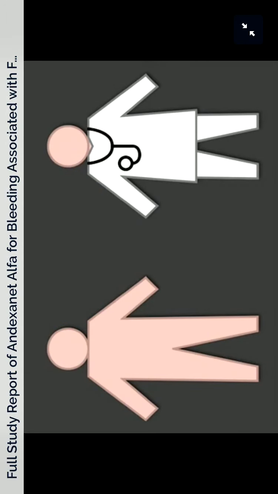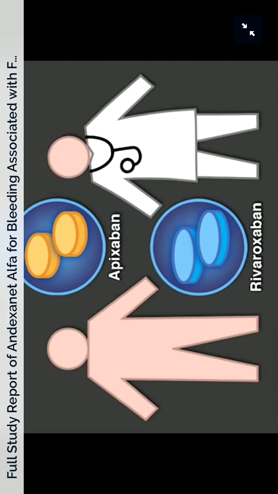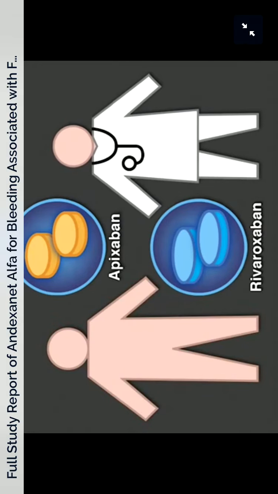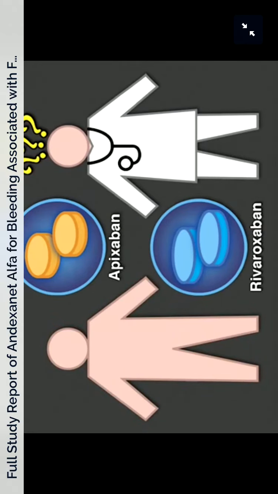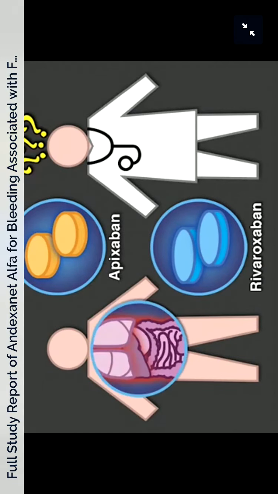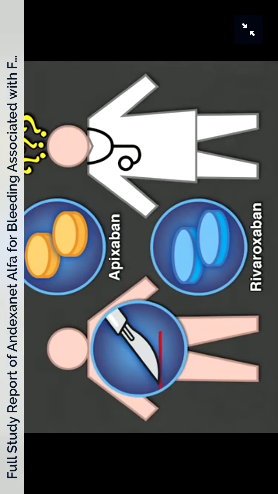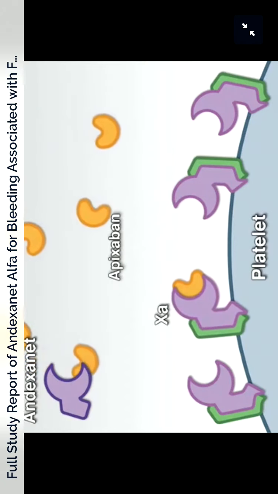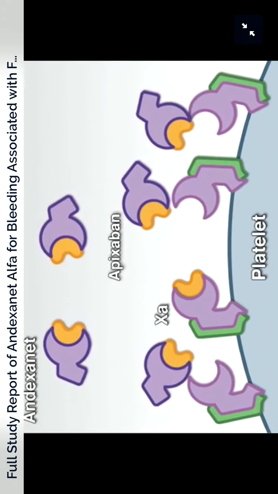Factor Xa inhibitors such as apixaban and rivaroxaban are convenient to take but can cause bleeding complications. Many physicians hesitate to use them because there's no easy way to reverse the effects of treatment in the event of an accident, internal bleeding, or a surgical emergency. Andexanet is a fragment of factor Xa that was designed to rapidly reverse the anticoagulant effects of these inhibitors by preventing their binding to authentic factor Xa.